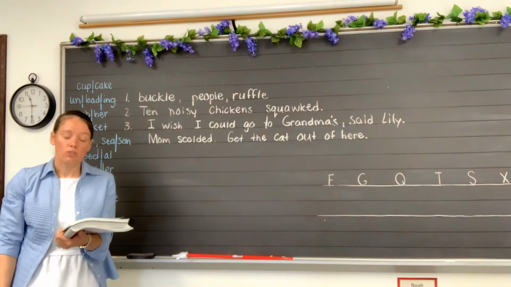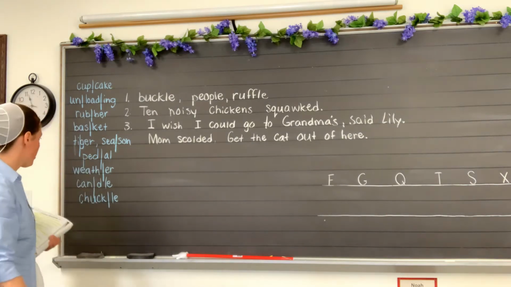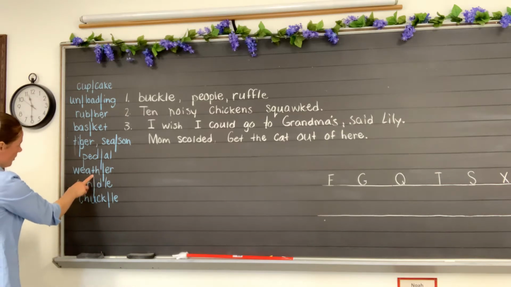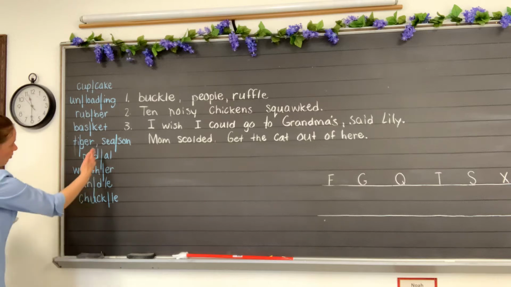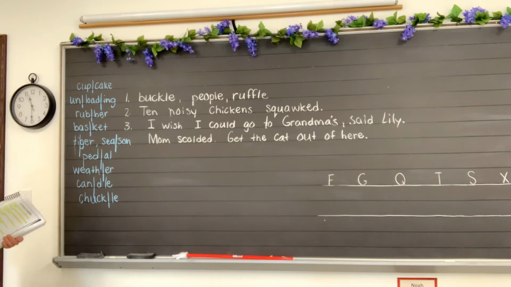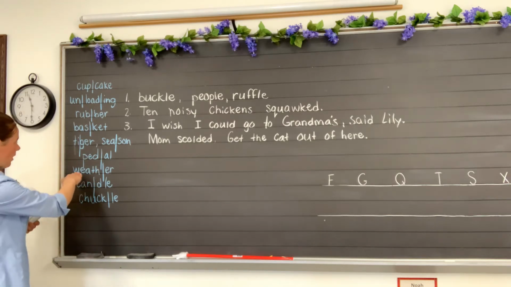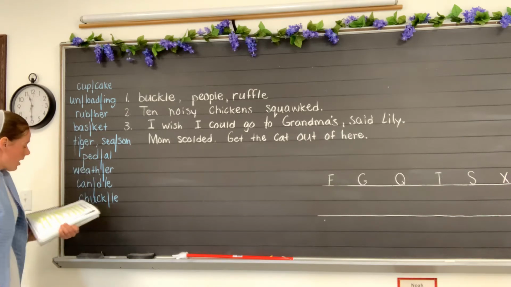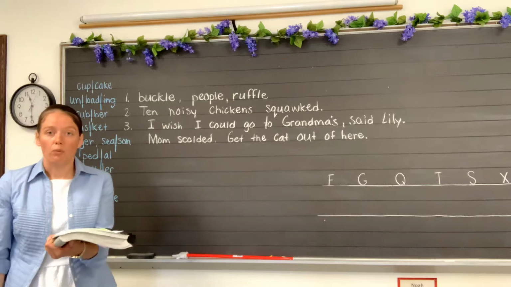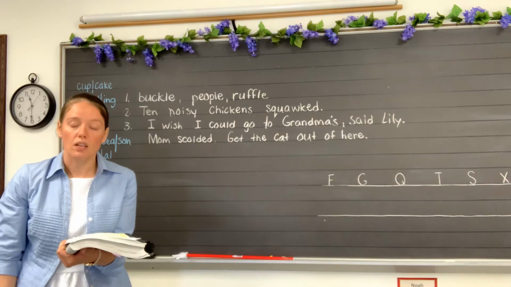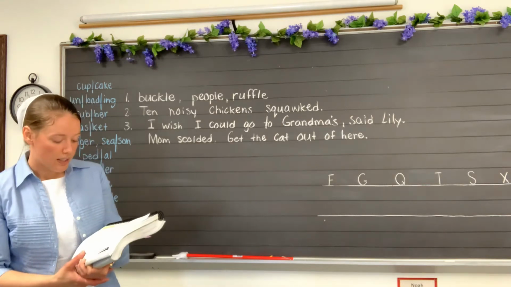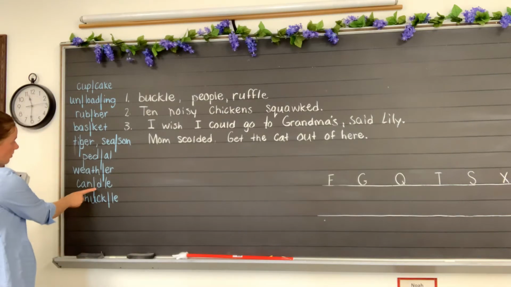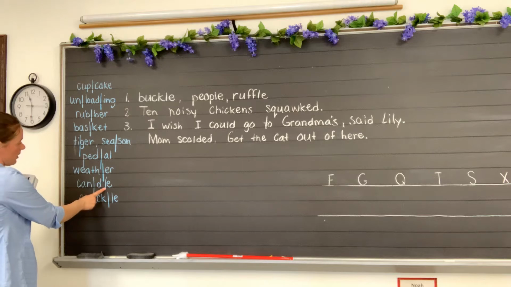Number 7, do not divide consonant digraphs. So we have the word weather here, and we do not divide the consonant digraphs. We go right after the consonant digraphs. If it's a short vowel, go after the consonant digraph. If it's a long vowel, go just before. And then we have number 8, when a word ends with a consonant and LE, divide it before the consonant and LE, as in candle.